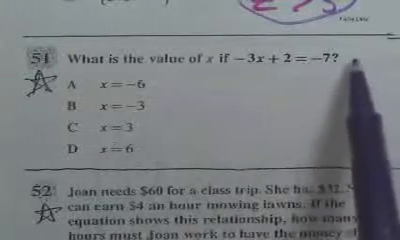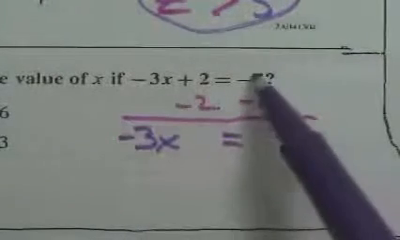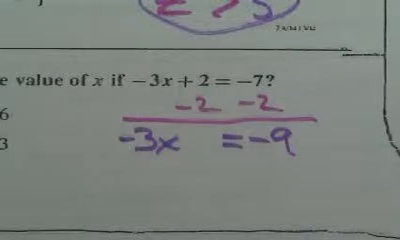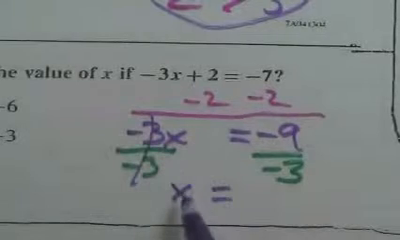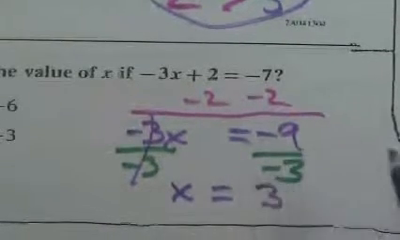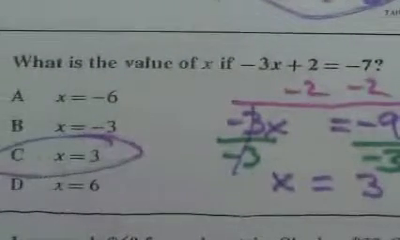On number 51, if you do not know what the first steps are, then go ahead and just plug in the numbers and see which one works. Which one makes it so the left side equals the right side? Okay, so I need to subtract 2. Negative 7 and negative 2 is negative 9. Next, I divide by negative 3. That gets the variable all by itself. And 3 goes into 9 3 times, and the negatives cancel. So your answer is letter C.